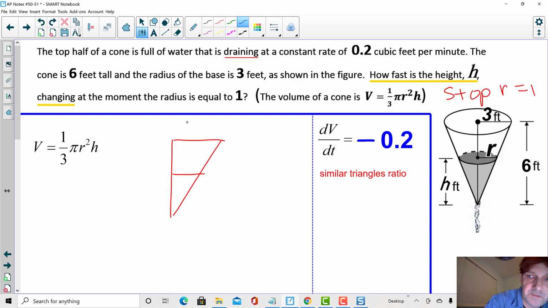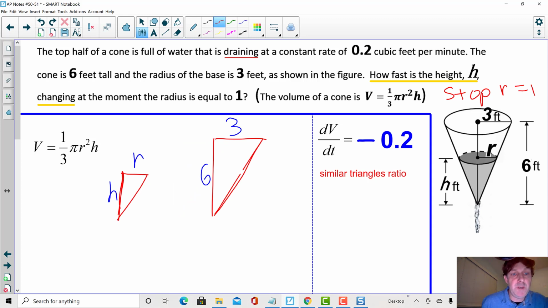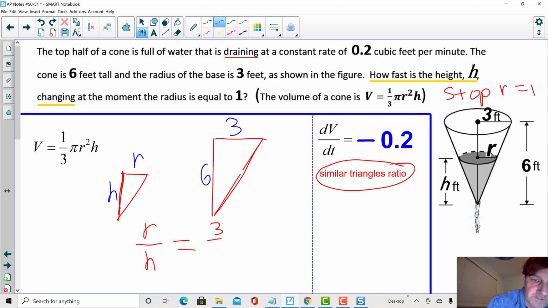The top is going to be 3. This is going to be r. This is going to be h. And this entire distance here is going to be 6. So we can create a big triangle and a little triangle, and then we can come up with our similar triangles ratio. So I can say r over h is equal to 3 over 6.